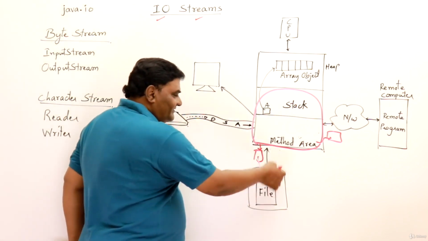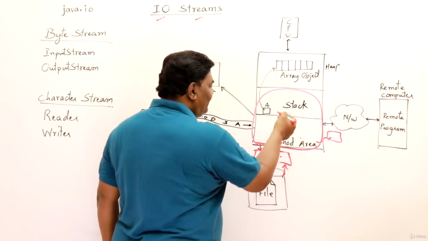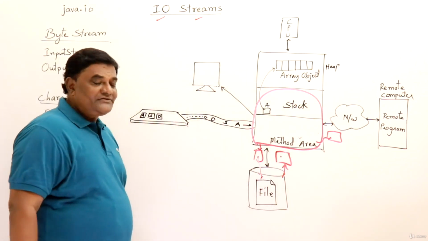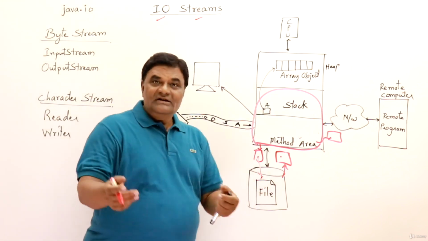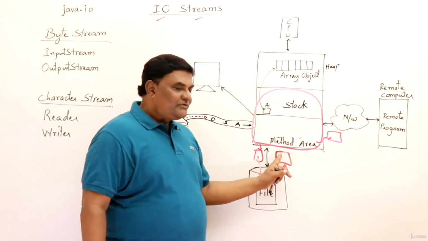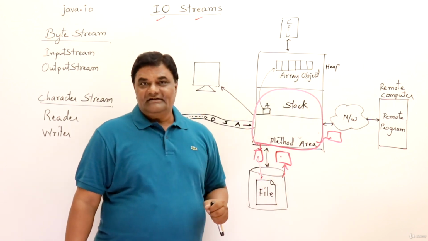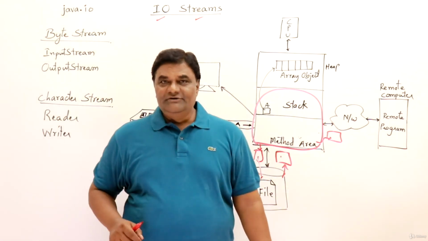In the same way, this file data can be kept inside the buffer. Once it is filled, then the Java program can consume the data. So instead of waiting for the disk to send the data byte by byte, it can store it in the buffer, and then when it is filled, the Java program can take the data.